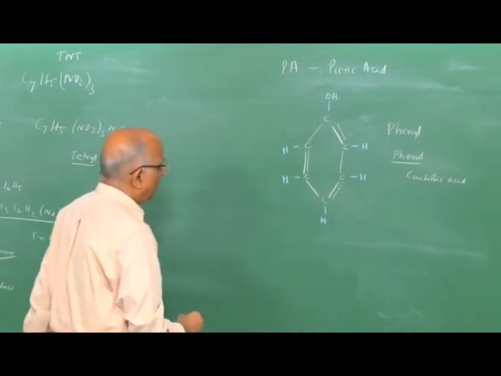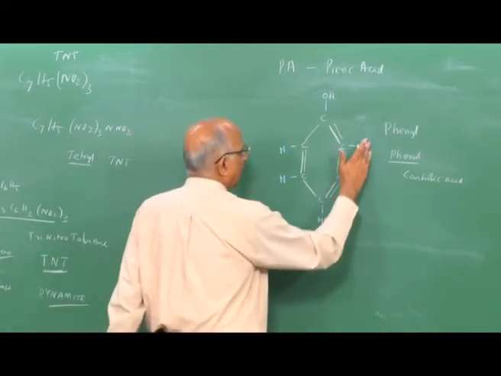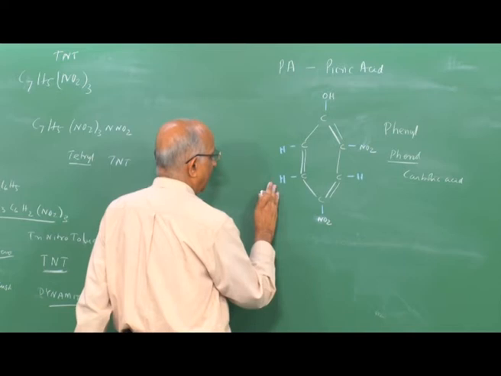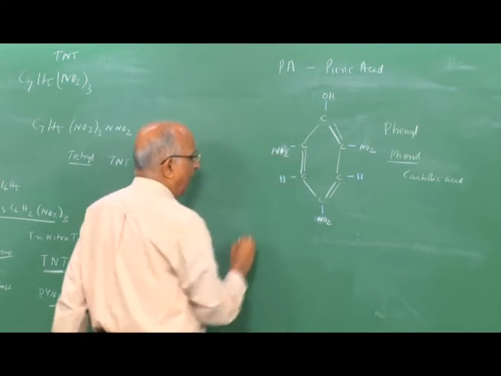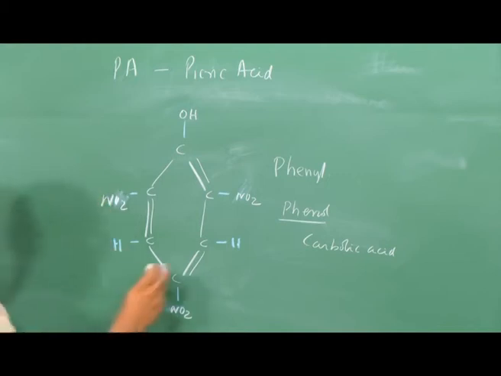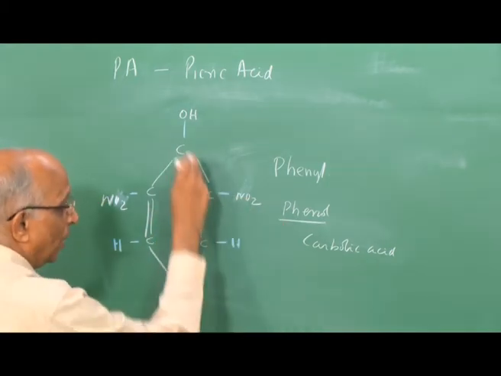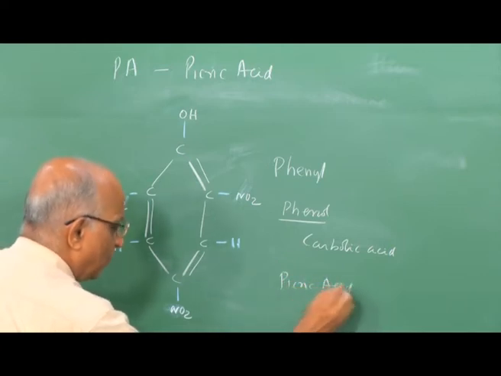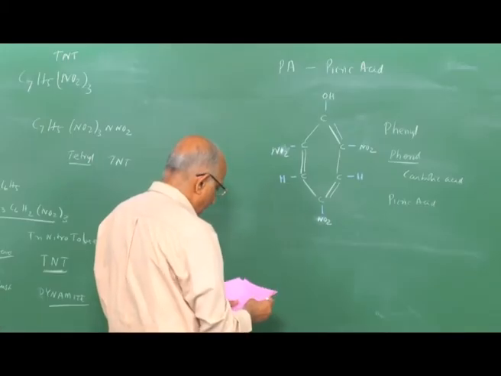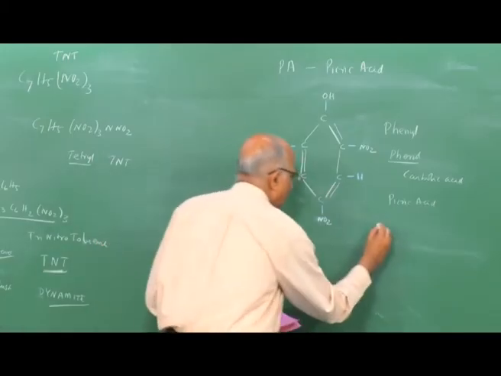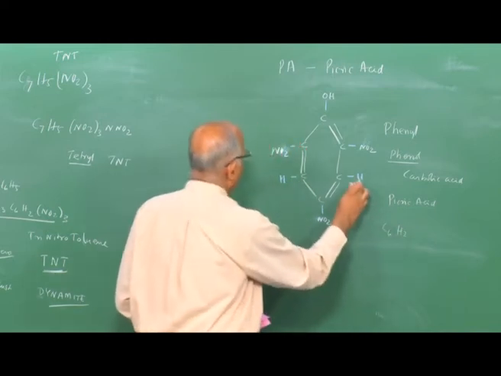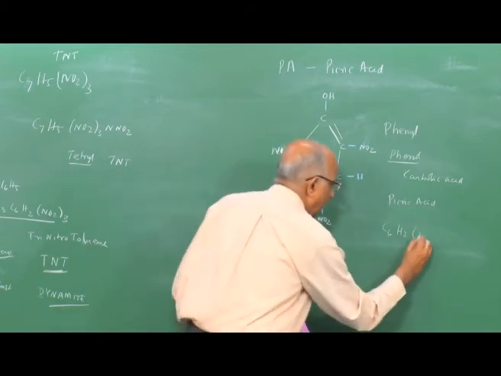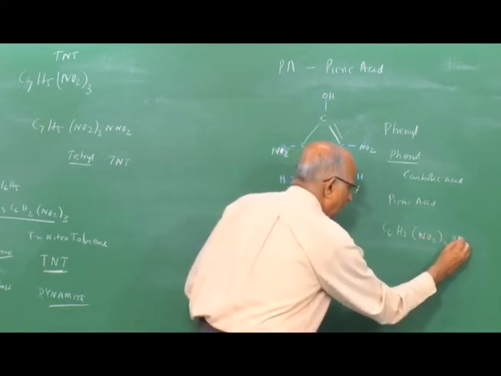Into this phenol, we again add some NO2. That means I add NO2, I add NO2, 3 NO2, I add NO2 over here, and this particular substance, when NO2 is added to phenol, is what we call as picric acid. Therefore, the formula for picric acid is C6, we are left with 1 H, C6H2, and NO2 3 times and OH over here.